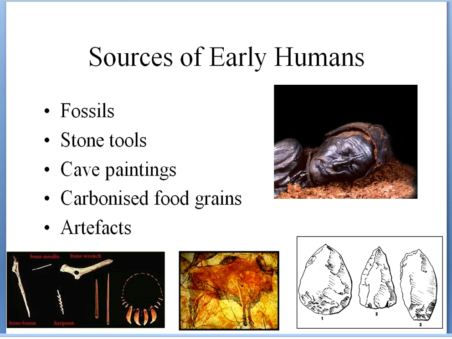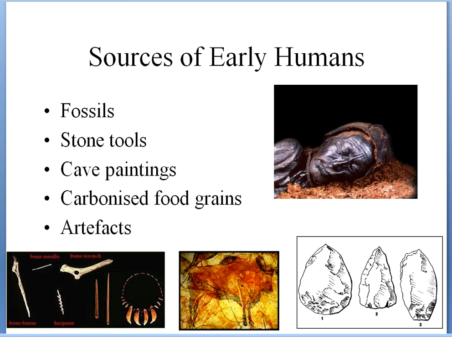Then we have evidences of burnt food grains which have turned into carbon form. These carbonized food grains tell us which kinds of food grains were being used by people of those times. Then artifacts. Artifacts are the materials, equipment, and tools which were made by early humans. They made jewelry, they made tools, and many other things which were utilized by those people. So artifacts are also a source of knowing early humans.